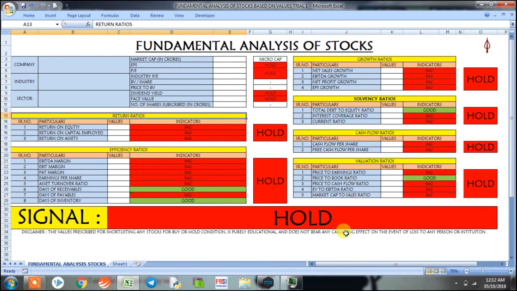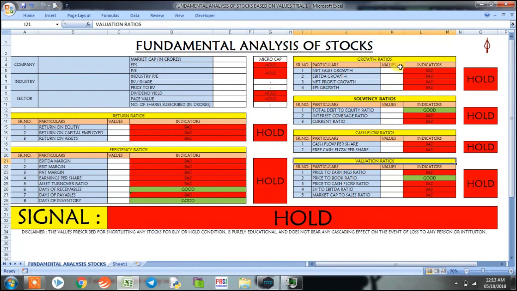Today I'm going to show you a program that I've made on Microsoft Excel. It's a program to analyze a company or a stock based on its fundamental values. It's a simple program wherein fundamental values like the values related to return ratios, efficiency ratios, growth ratios, solvency ratios, cash flow and valuation ratios.